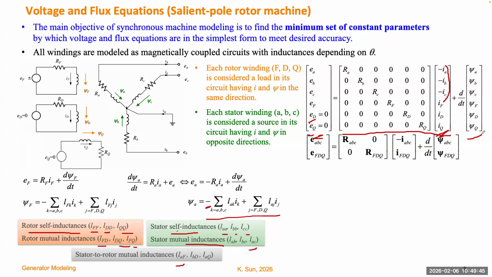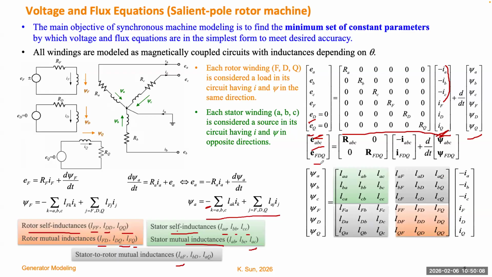And you can write all the equations in this matrix form. You can define the voltage vector, the 3-element vector, as EABC, and the voltage vector on the rotor as EFDQ. Any questions so far? All right.